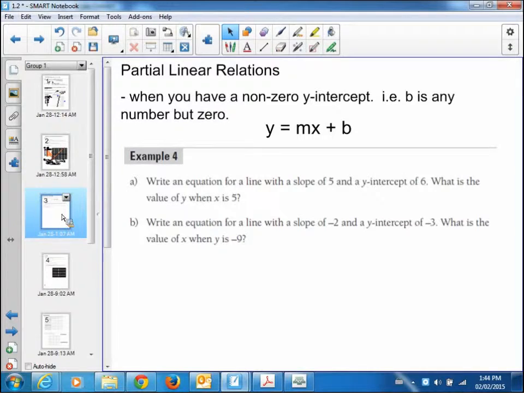Okay, next page. Partial linear relations. What's that all about? Well, that's when you have a non-zero y-intercept. i.e., or that is to say, that's what i.e. means. B is any number but 0. So this means a highlight.